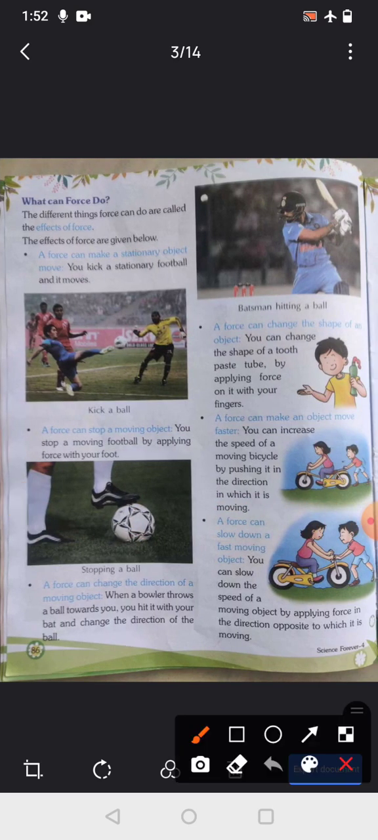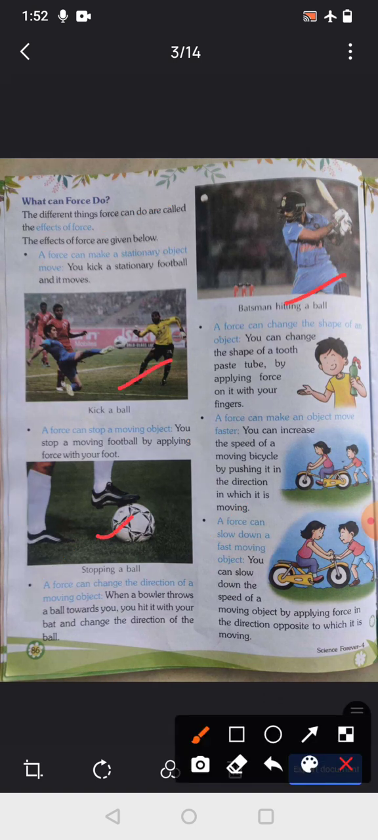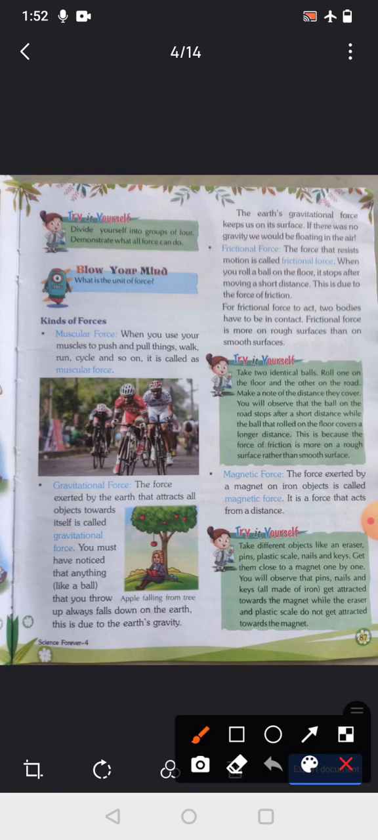Okay, now what are the effects of force? First, a force can make a stationary object move. Number two, a force can stop a moving object. Number three, a force can change the direction of a moving object. Number four, a force can change the shape of an object. A force can make an object move faster. A force can slow down a moving object. Right, these are the effects of force. With the help of pictures, it is clearly understood by you all, and I have already explained these things in the previous video. Next, we have discussed the kinds of forces. That also we learned in the previous video.